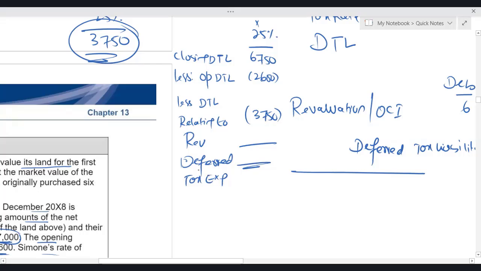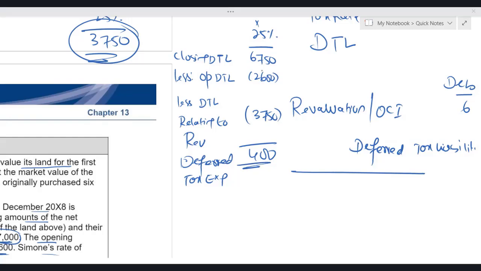$6,750 minus 2,600 minus 3,750. I'm getting 400. Please listen carefully, students. Your income tax expense will be increased by 400. Your income tax expense will increase by 400. The revaluation surplus will reduce by 3,750.